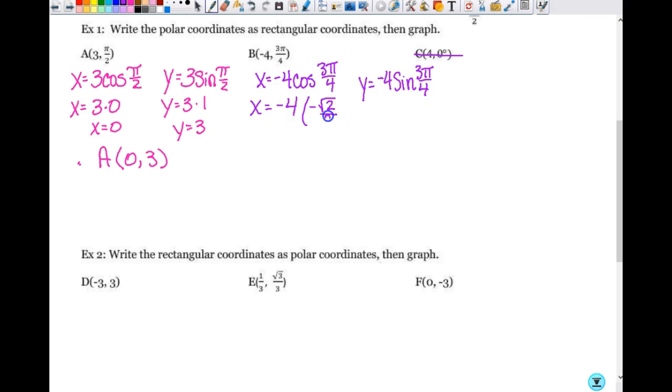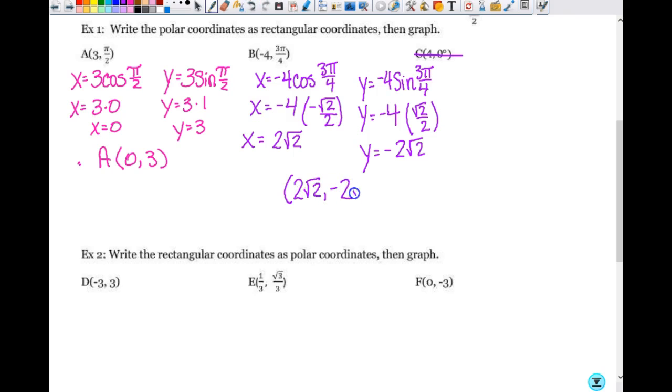And then these two, when I multiply them, it's going to give me a positive number, right? So it'll give me a positive 4 square root of 2 over 2. What does that reduce to? 2 square roots of 2. So then y equals -4 times the sine of 3 pi fourths, which is a positive square root of 2 over 2, which means y equals -2 square root of 2. So my rectangular coordinate is (2 square root of 2, negative whatever that is). Yeah, we'll look at that.